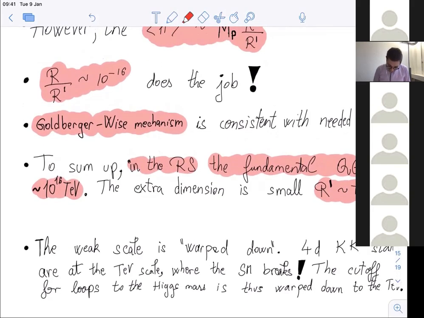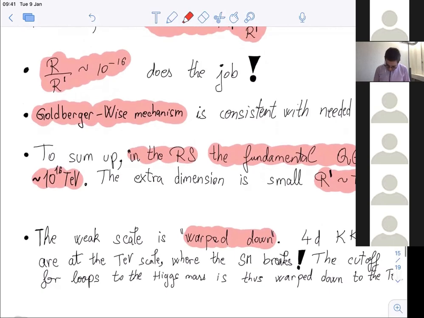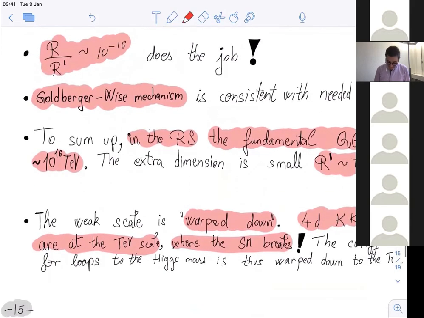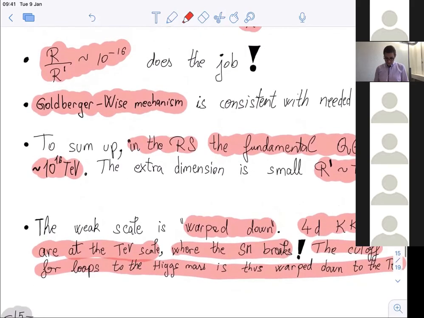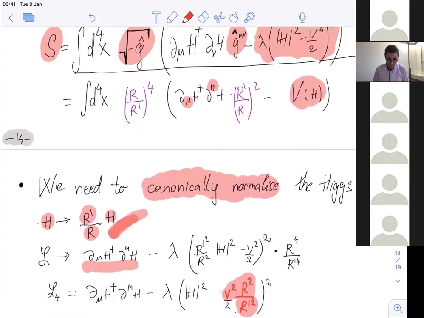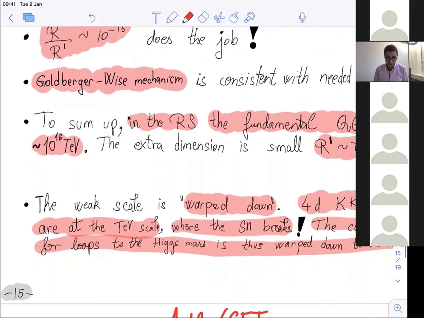The weak scale is actually warped down by this geometry. So we have this warping. We have the Kaluza-Klein states at the TeV scale where the standard model breaks. So the cutoff for the loops to the Higgs mass is warped down to the TeV scale. It will be these Kaluza-Klein modes that will be the cutoff of the standard model. Okay, and if any questions, please stop me and ask.